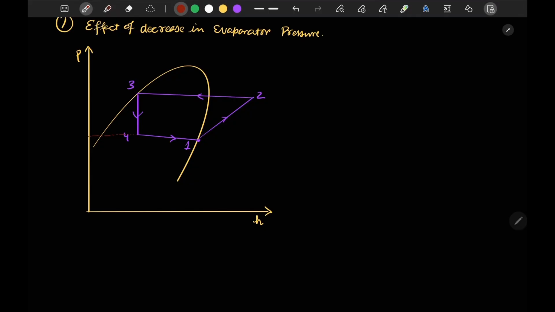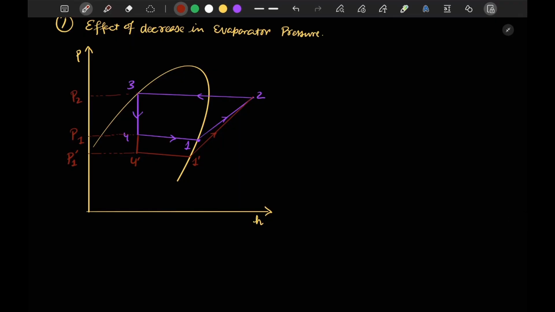So this is the initial pressure, let's say it is P1, and this pressure was P2. Let's say we have decreased the evaporator pressure. Since we have decreased it, our cycle will turn like this, and from here this will be the compression. So this will be 4 dash, this will be 1 dash, and this pressure will be P1 dash.